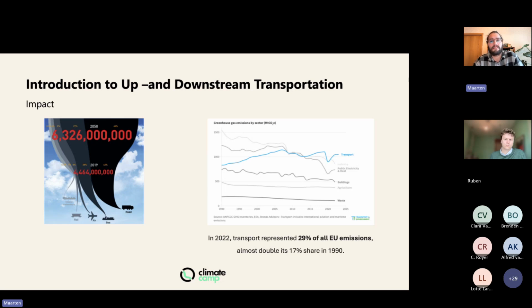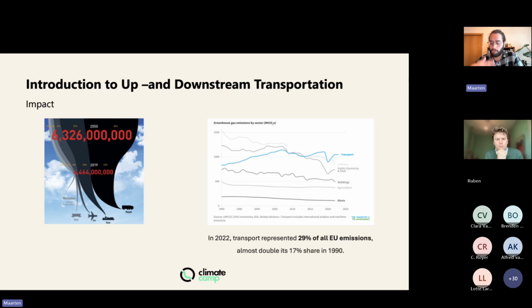On the right side, you can see a study by Transport and Environment, where you can see that for the different industries or different sectors related to emissions, transport is one of the only ones that is still increasing or that is still taking up a larger portion of the emissions profile.